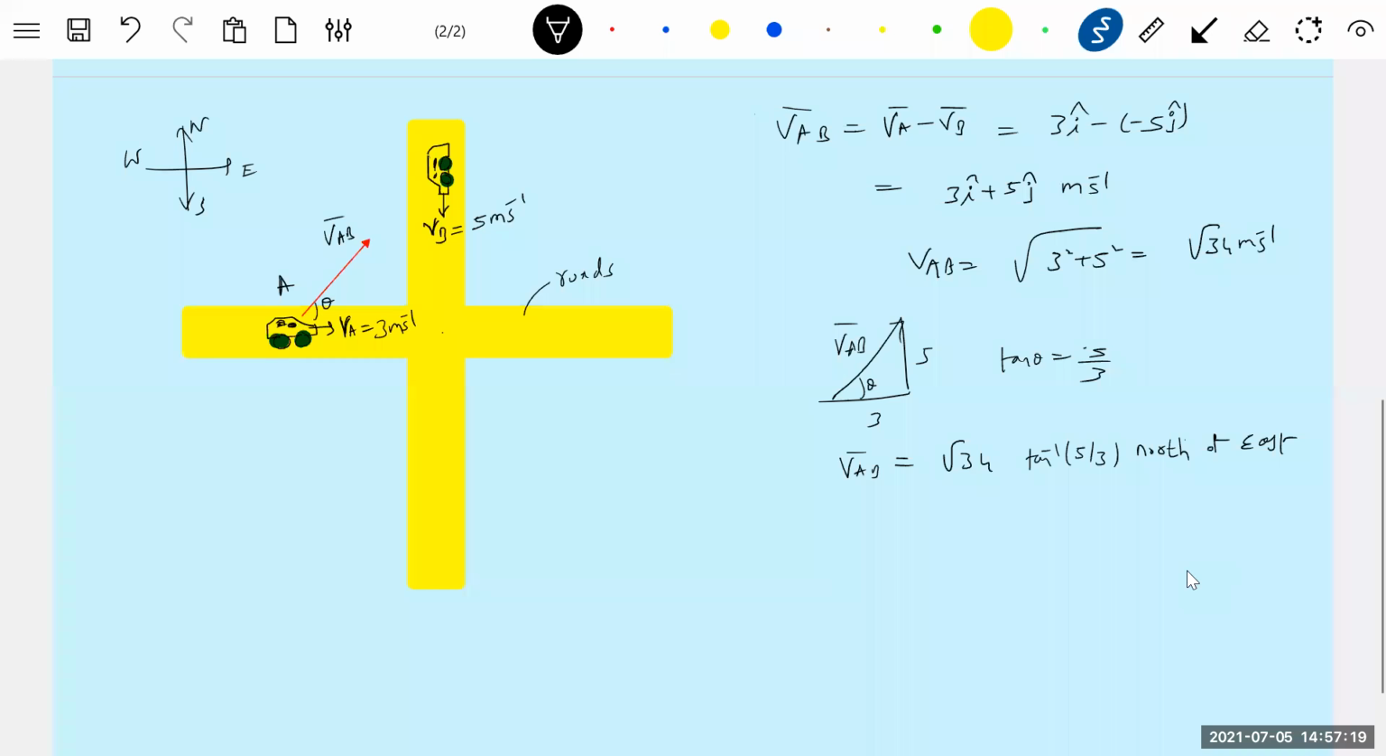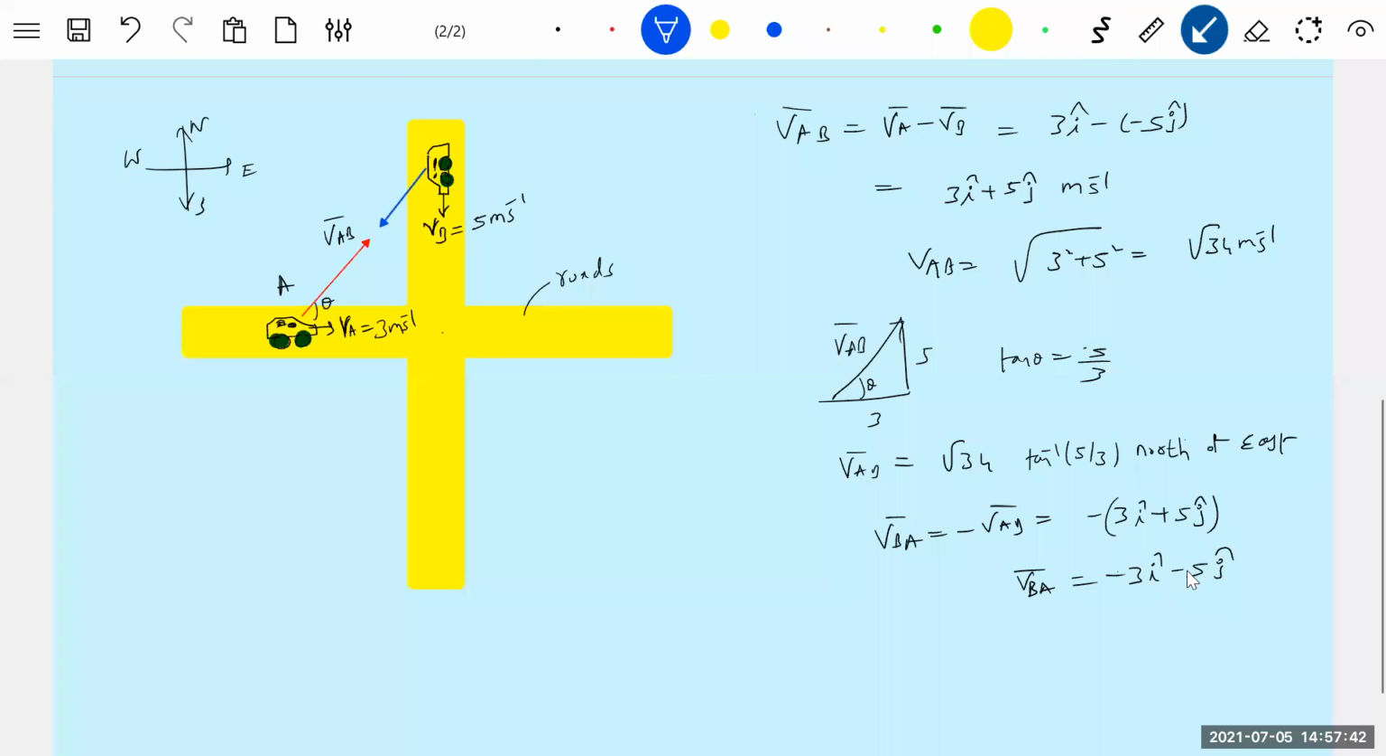Similarly, if B looks at A, I think it's quite simple. VBA bar equals minus of VAB bar. This should be minus of 3I cap plus 5J cap, exactly opposite to this. The vector should be directed exactly opposite to that. It's all about vectors. Application of vectors is what we are going to do here.